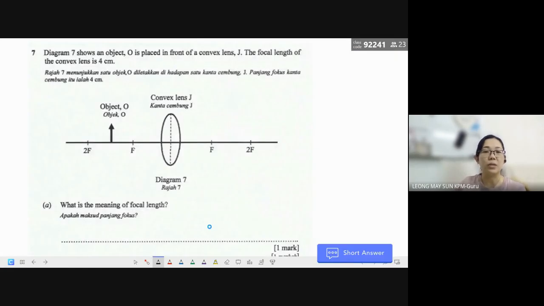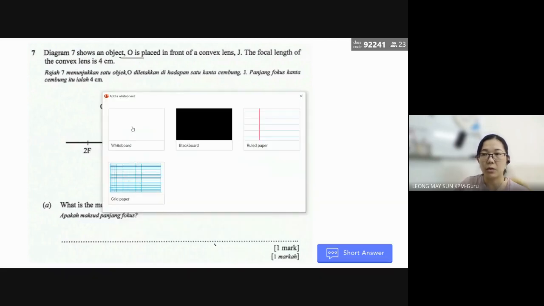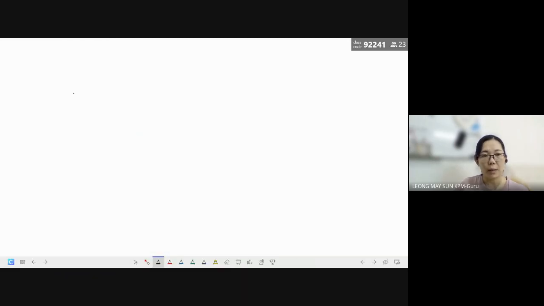Now let's go to this other question. This question is regarding lens, which I wanted to cover today through questions. What is the meaning of focal length? But before this question, let's look at the top. Object O is placed in front of a convex lens. The focal length of the convex lens is 4 centimeters. There are two types of lens, very quickly to explain to all of you. One bends outwards, the other one bends inwards.